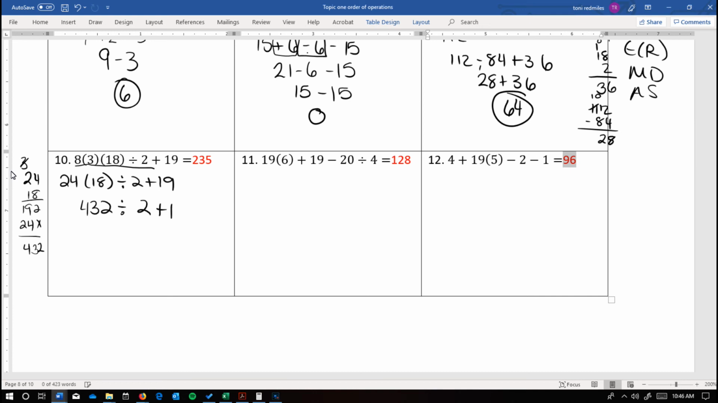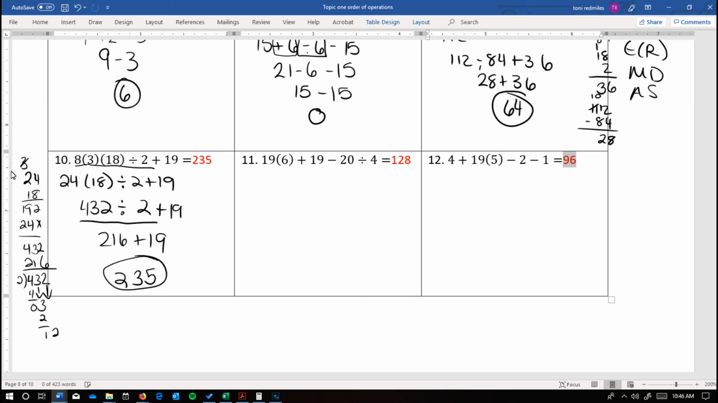One more before I can go on to my last step of order of operations. I got to take care of this division. So the first number is under the hat. The 2 is on the outside. 2 can go into 4 2 times. 2 can go into 3 1 time. 2 can go into 12 6 times. So 216 plus 19, that is going to be 235.